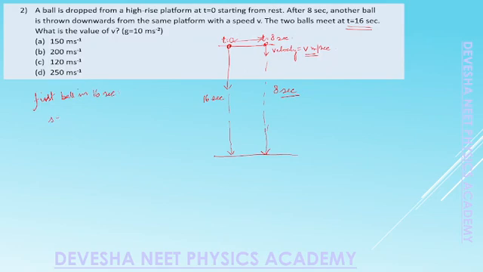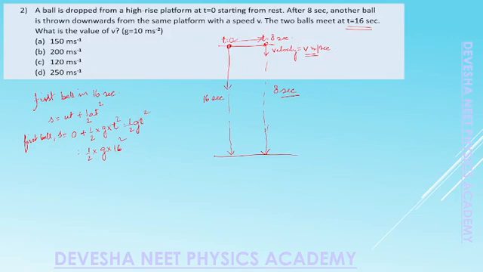So S, we know that S is equal to ut plus half at square. Now here the initial velocity is 0 plus half, and we know that acceleration in this case is the acceleration due to gravity, right? It's g. So this is equal to half gt square. Okay, this is for the first ball. This is the S, the distance covered in the 16 seconds. This is equal to half into g into 16 square.